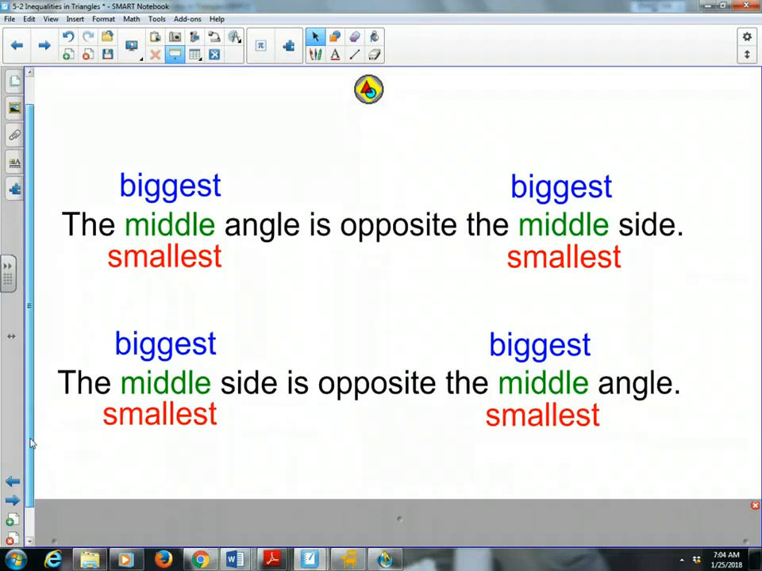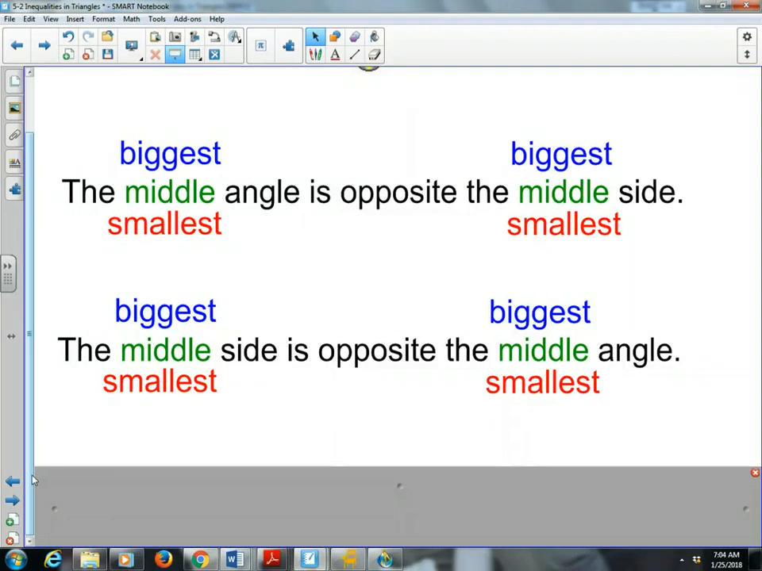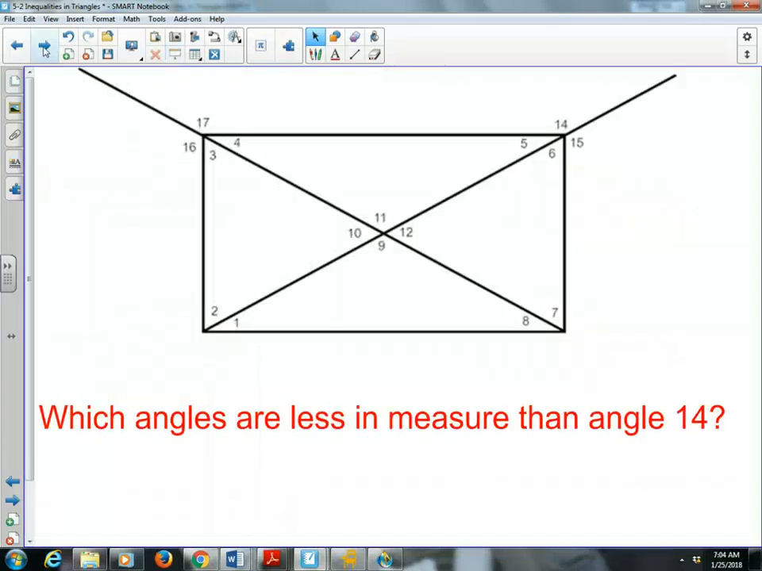So in the exact opposite way, the biggest side is opposite the biggest angle, the medium side is opposite the medium angle, and the smallest side is opposite the smallest angle. So those are those relationships. All right, let's get into a few example problems. The first two deal with the remote exterior angle theorem. So it says, which angles are less than the measure of angle 14?